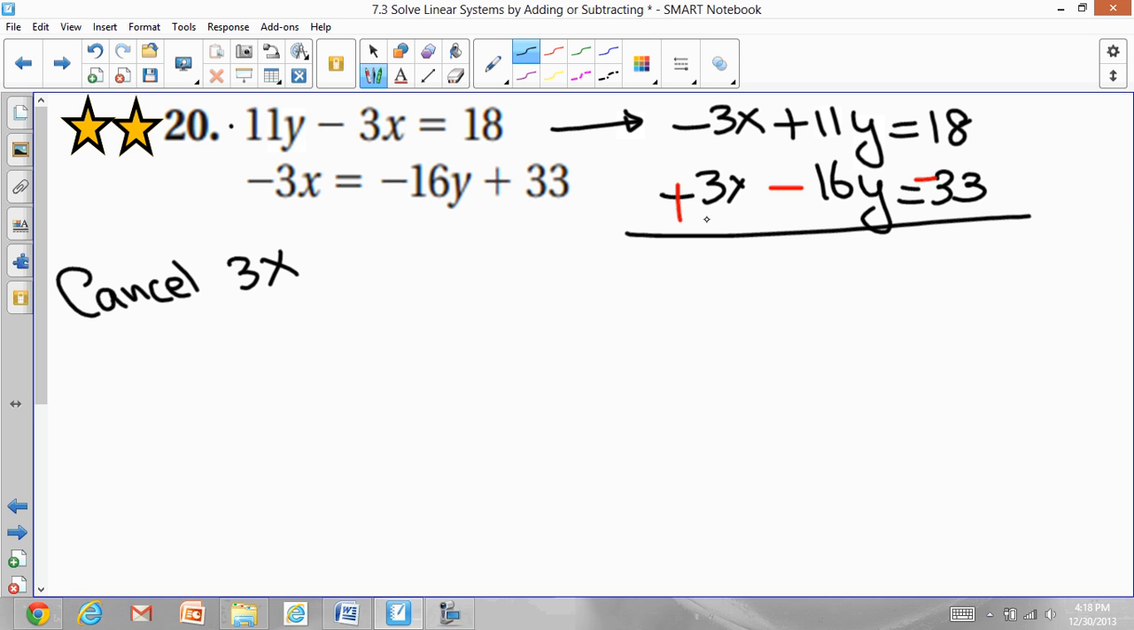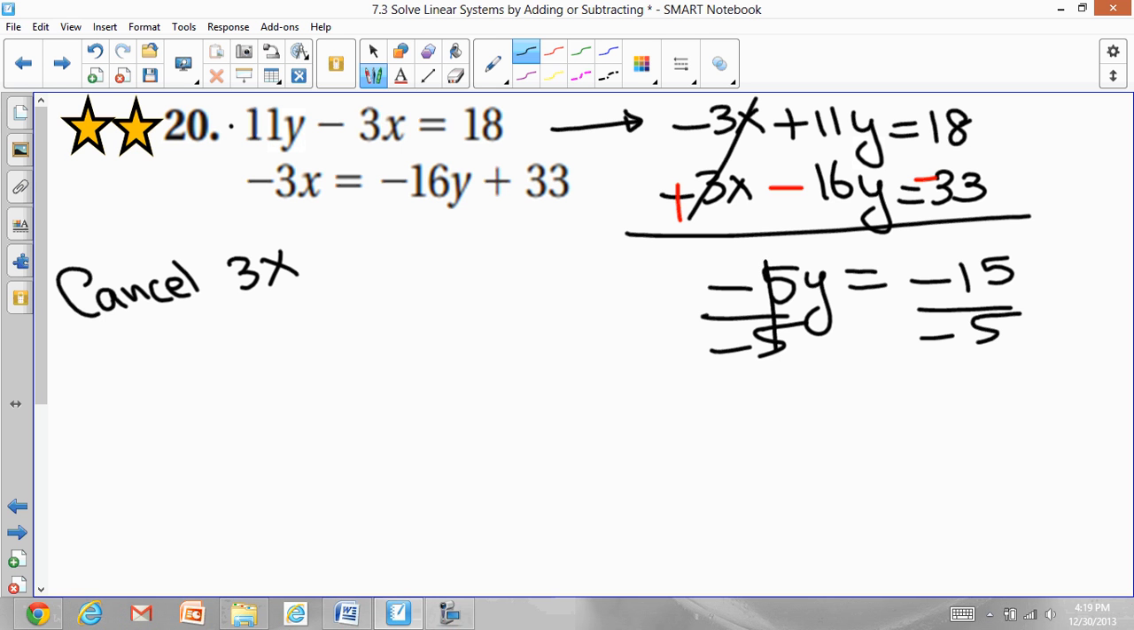So now negative 3x and positive 3x cancel out. Positive 11y, negative 16y is going to give me negative 5y equals 18, and negative 33 is going to give me negative 15. Divide by negative 5, divide by negative 5. Cancel, you get y equals 3.